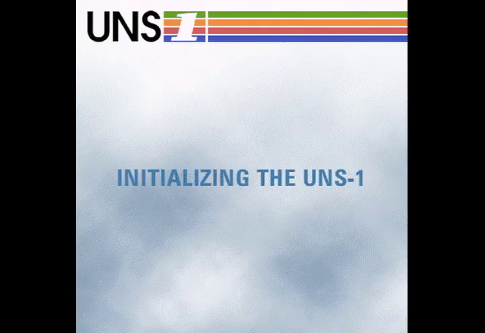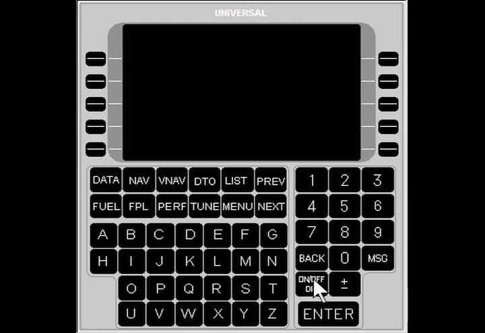You must initialize the UNS prior to enabling any other function. Initialization consists of confirming or entering the aircraft's location, date, and time. In most cases, GPS will provide position, date, and time, and you'll simply verify them. Here's how. First, press the On/Off key and wait for the initialization page.